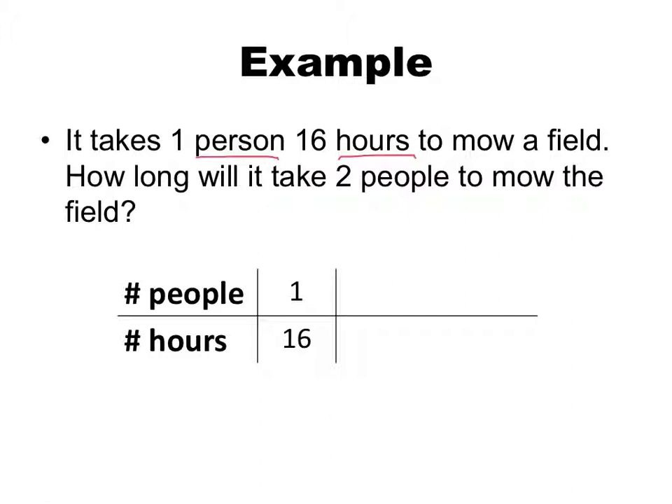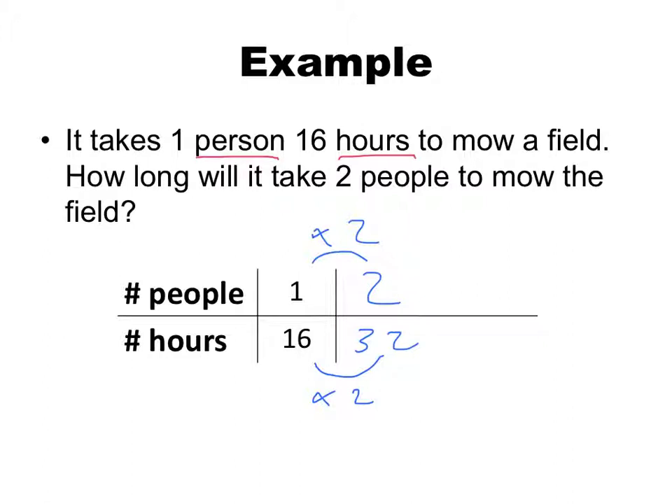So let's try to solve this with a ratio table. So I've got my first quantity, number of people here, my second quantity, number of hours there, and the corresponding values of those quantities. And so now we're dealing with two people. So I say, well, how do I go from a 1 to a 2? Well, I need to multiply by 2. So I might try to multiply the 16 by 2 as well. And if I do that, I would get 32. So this proposed solution here says that it would take two people 32 hours to mow that same field.